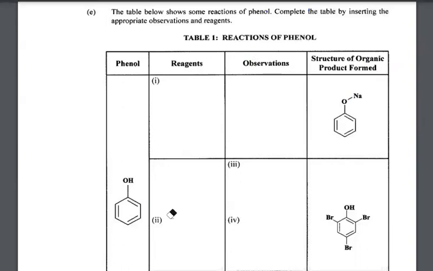Observations and reagents. For number one, they want the reagent. Look at the product. What is the product here? Sodium phenoxide. And what could we react phenol with to get sodium phenoxide? Sodium hydroxide. So the reagent is sodium hydroxide.